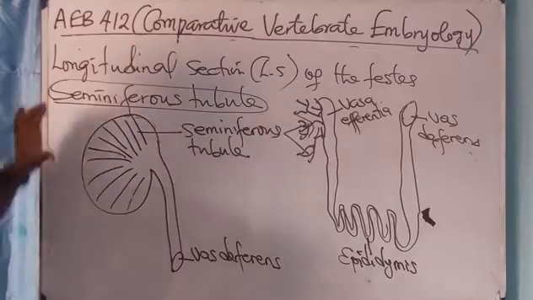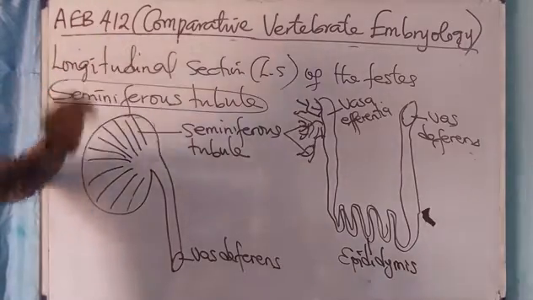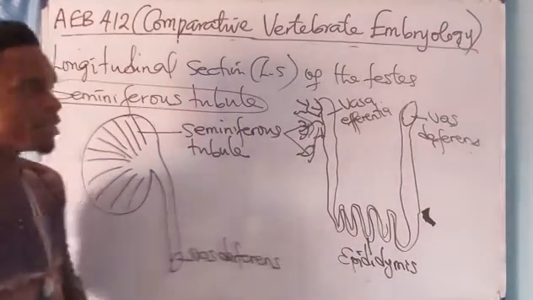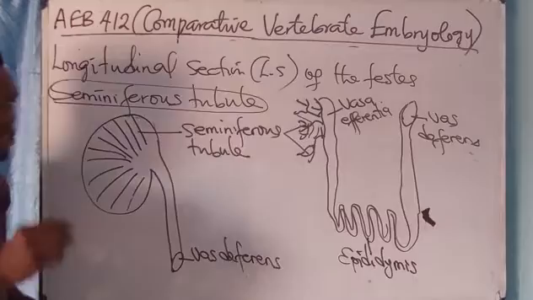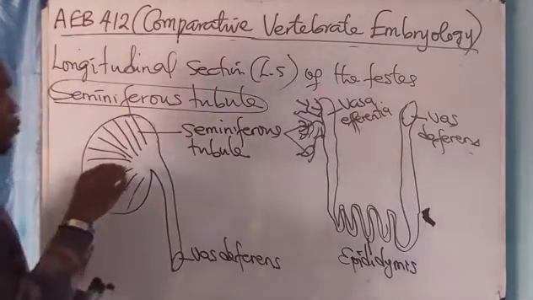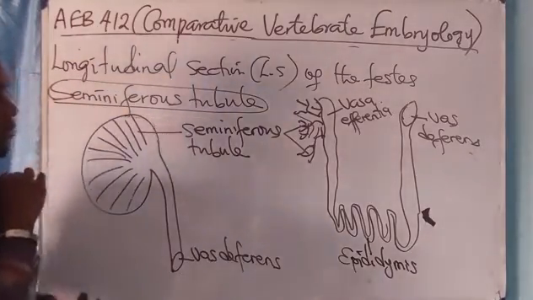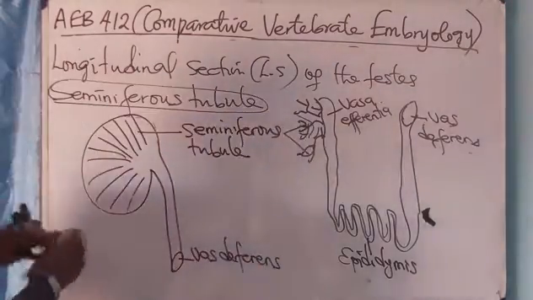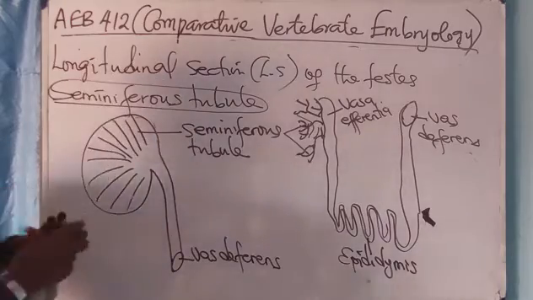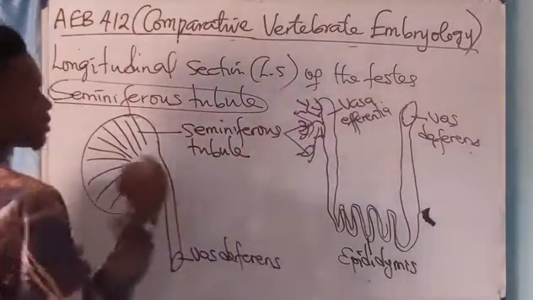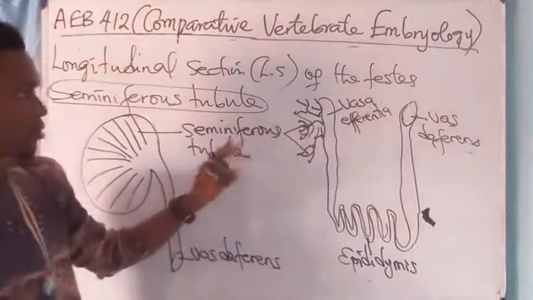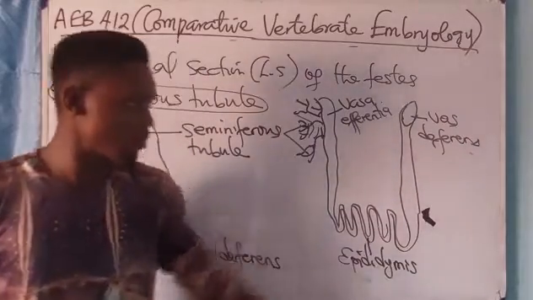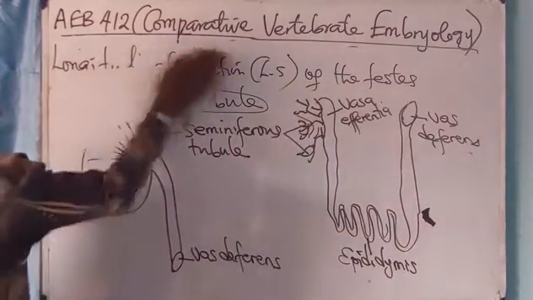So this is the longitudinal section of the testis showing the seminiferous tubules. Please take note of that. Okay, I think I can rub off this diagram now. So just take note of what you have here. These thread-like structures are called the tubules. We have the vasa efferentia, vas deferens, and the epididymis. Please take note of that.